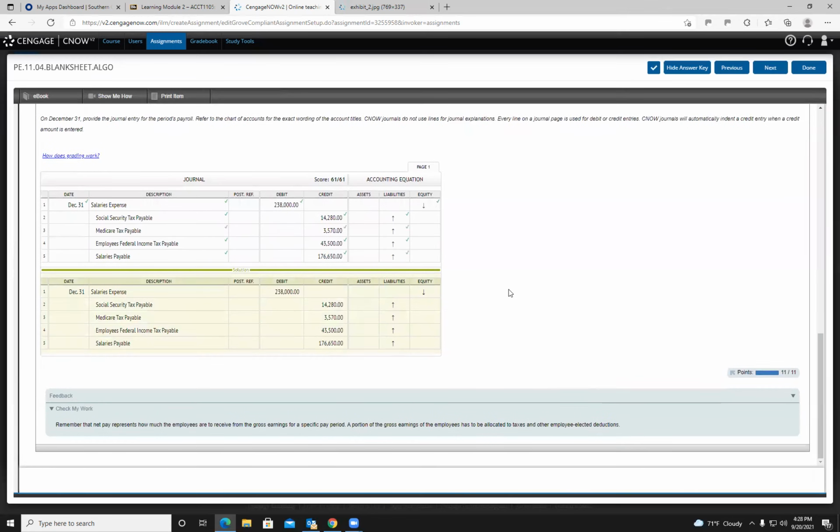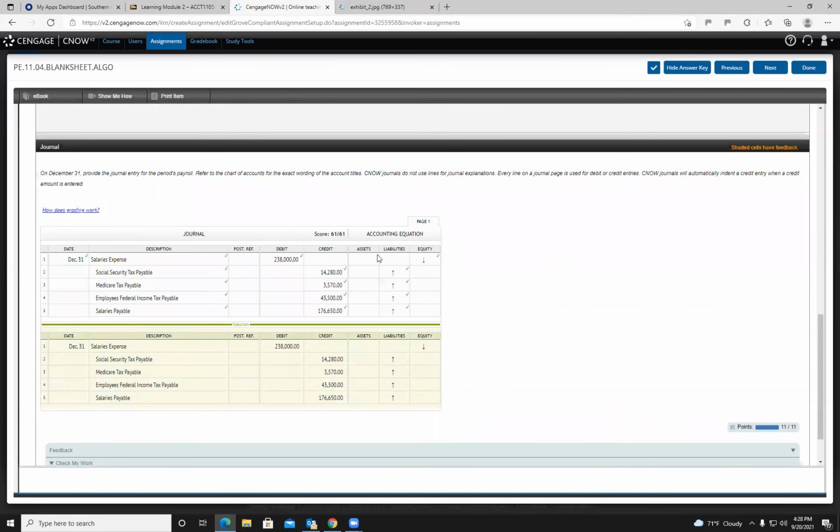So again, this is the solution showing that they match. So what I entered was correct because it matches the solution. And I just kind of want to go make sure to double check that.